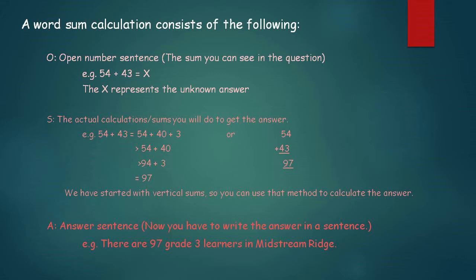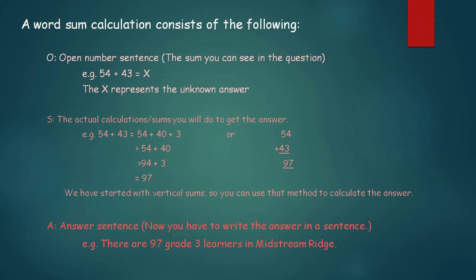The next step we will have is S. Sometimes it could also be C. So it could be the actual calculation or the sum you will do to get to the answer. Remember, we could do more than one sum or calculation. Sometimes we might have 2 or 3 sums or calculations in order to find the answer. So for this one, there are 2 methods you could use.